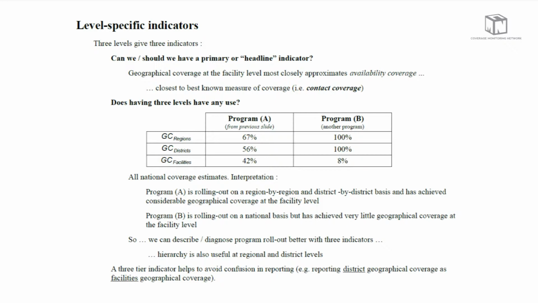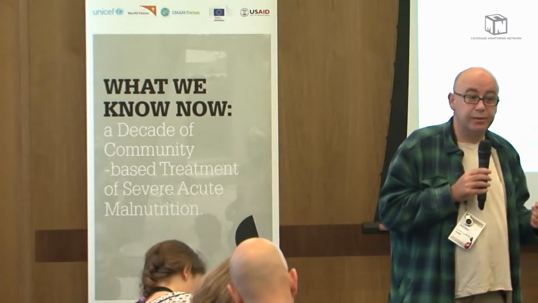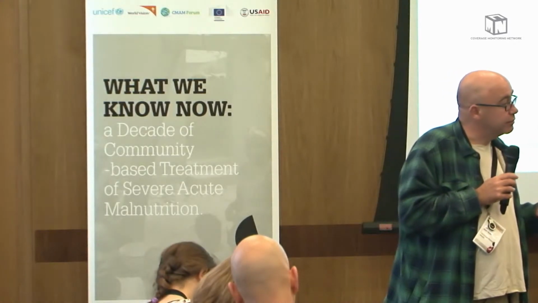Can we have a headline? Is it useful to have a headline? Well, as I've said before, the facilities level coverage is the one that most closely approximates availability coverage in the Tanahashi model. So if we're going to quote one, that would be the one that we should quote. But if we use 3, then the other 2 indicators are not providing us with nonsense data, they're providing us with diagnostic data.